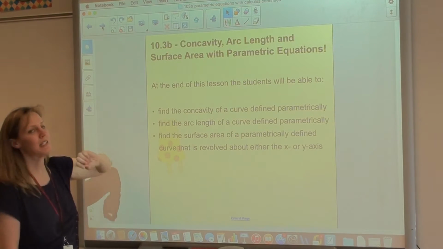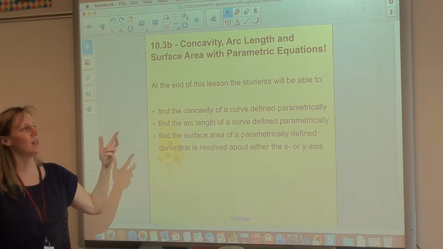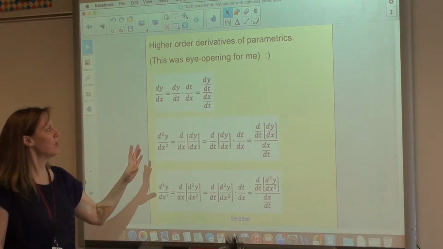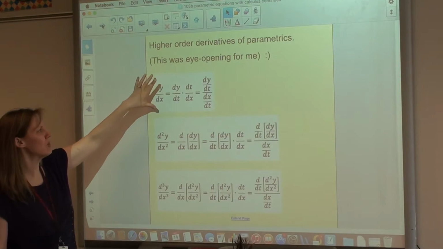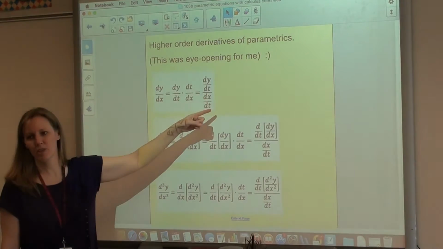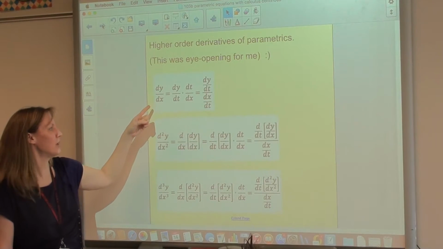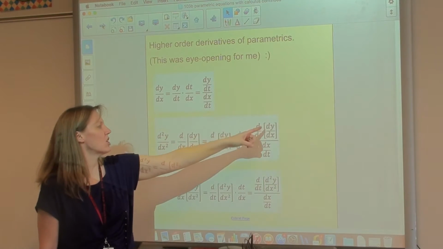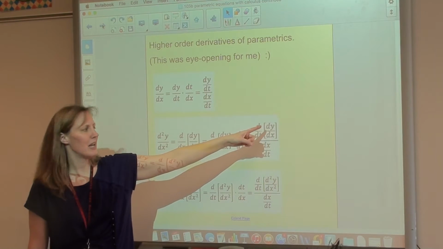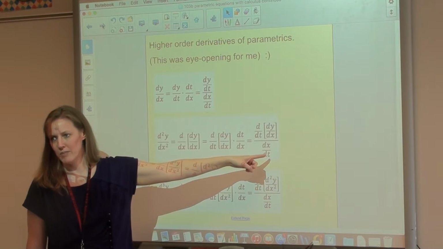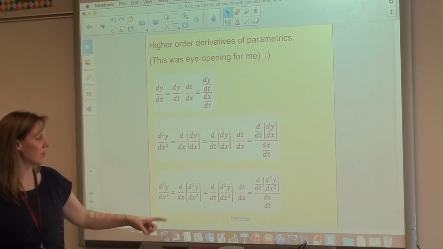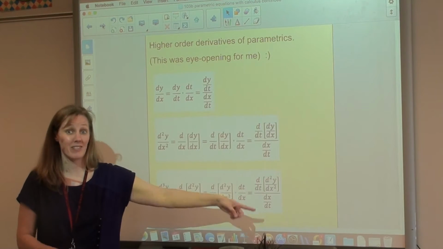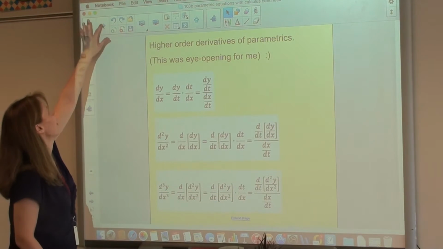All right, today is 10.3b, concavity, arc length, and surface area with parametric equations. Quick review. When you take your first derivative, it's just dy/dt over dx/dt. That simplifies it to dy/dx. If you take the second derivative, you differentiate the first derivative with respect to t and then divide by dx/dt. When you take the third derivative, you differentiate the second derivative with respect to t and divide by dx/dt.